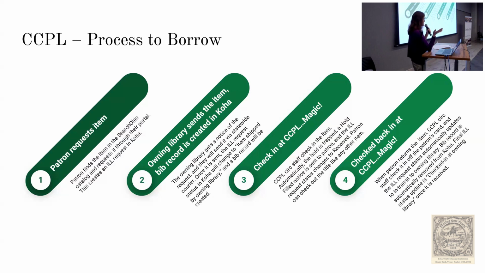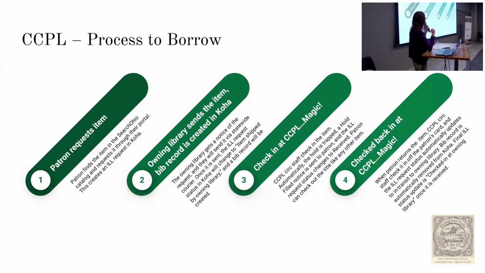So this goes through a state courier service. It comes to us. We check it in at our library and automatically the hold is trapped. So it's like trapping hold. And a hold filled notice goes out to our patron. So that's key too, because if they don't know it's coming, they're never going to pick it up. Then the status changes to received and the patron can check out the title like any other item.